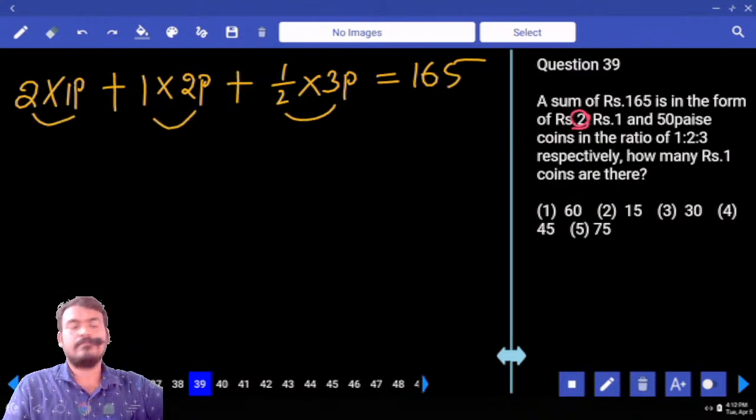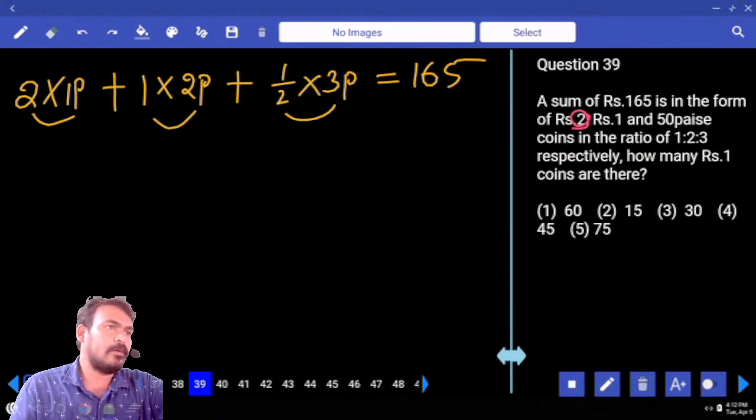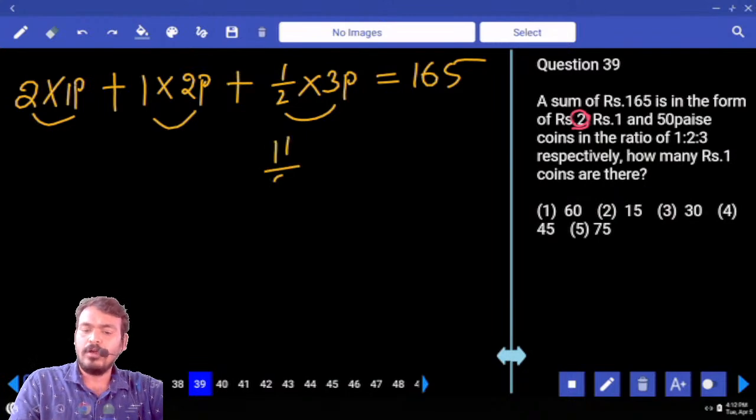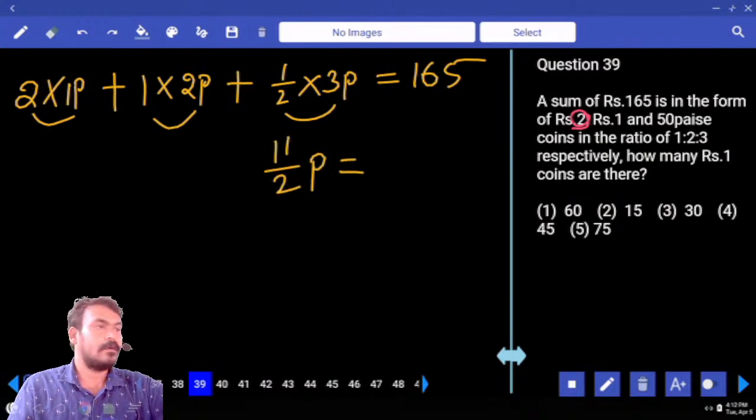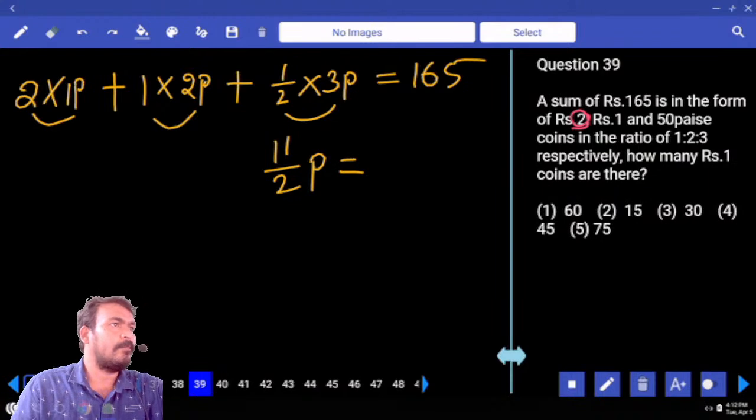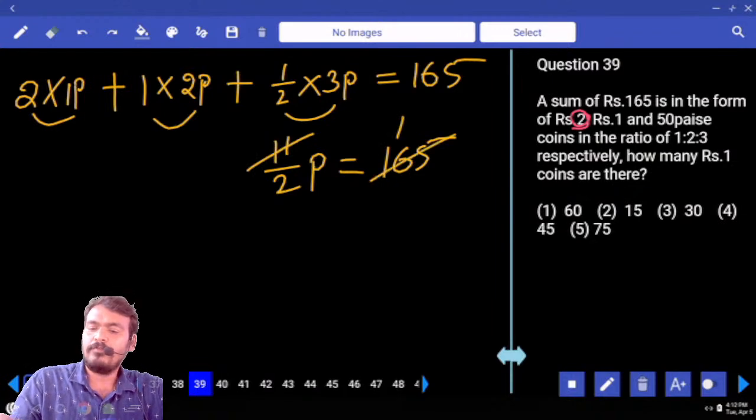4 plus 1.5, or not? Means it is total 5.5, means 11/2 parts, or not? 2 plus 2, 4 plus 1.5 means total it is 5.5, or not? 5.5 means written 11/2, or not? 11/2 parts equal to 165. 11 how many times? 15 times, or not?